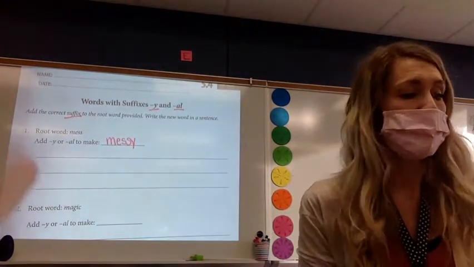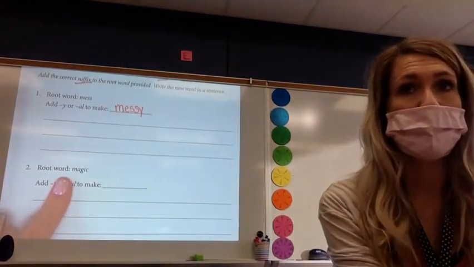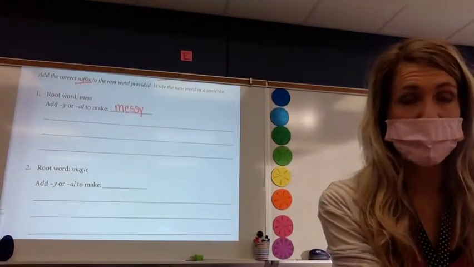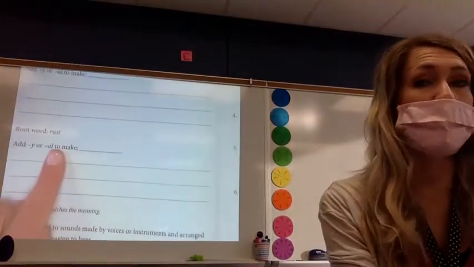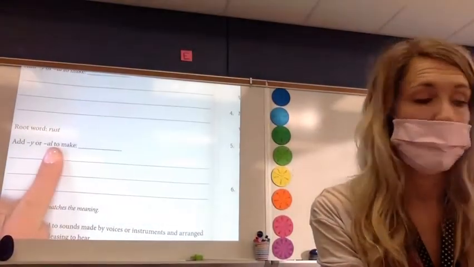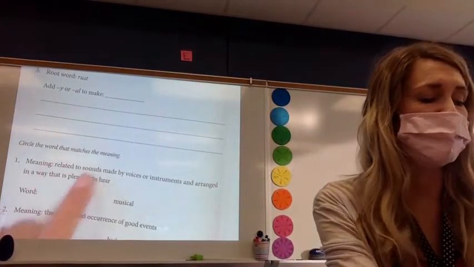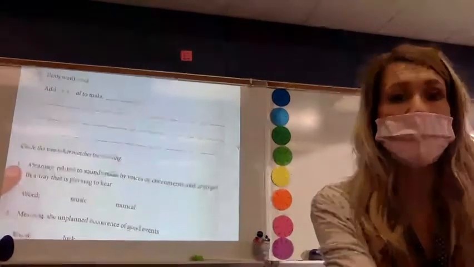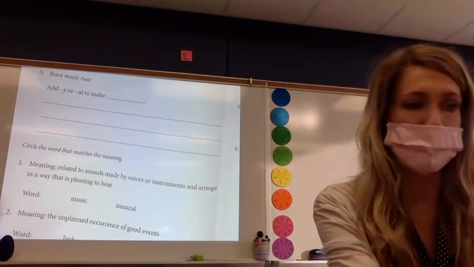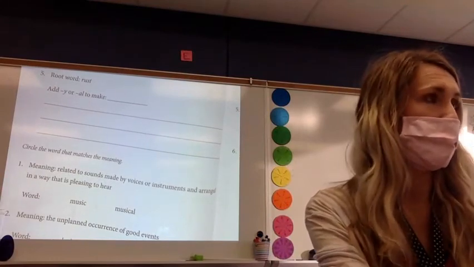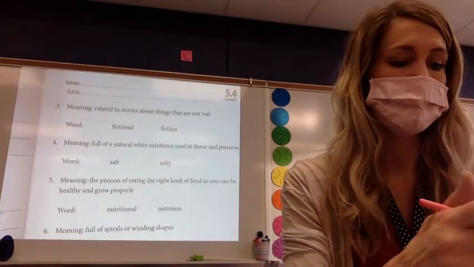Good. You're going to do that same thing for magic, culture, dirt, and rest. You are also then going to circle the word that matches the meaning. So it'll give you a meaning. You circle the correct word. And you're going to do that for six of them. Capiche? Go ahead and get to work. Do you think anyone's going to get this done? Nope, not at all.